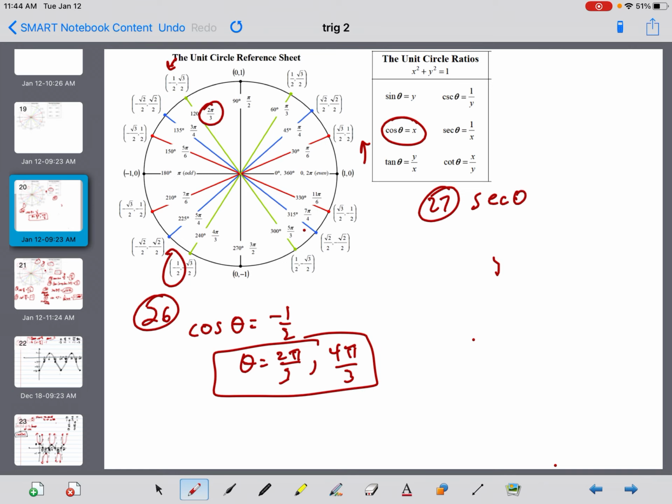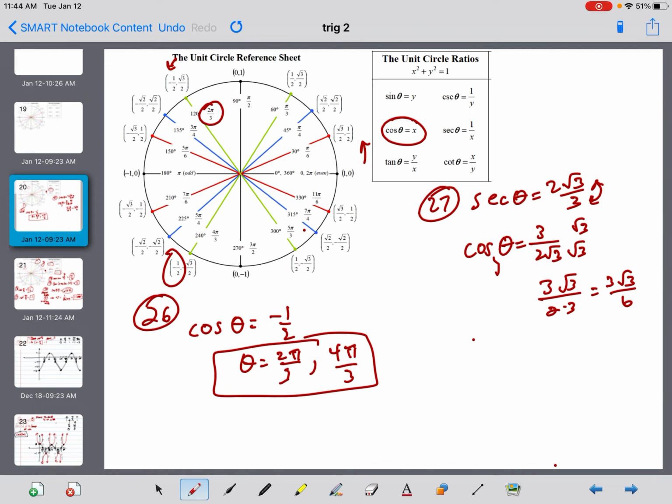27, they say secant theta is equal to 2 radical 3 over 3. Well, remember, secant is the inverse of cosine. So if I flip this upside down, I have the cosine. So cosine theta is equal to 3 over 2 radical 3. So I have to simplify this a little bit. I got to multiply by a radical 3 and a radical 3. So I'm going to have 3 radical 3 over 2 times 3. So it's going to be 3 radical 3 over 6. But the 3 and the 6 would simplify to 1/2. So it's square root of 3 over 2.